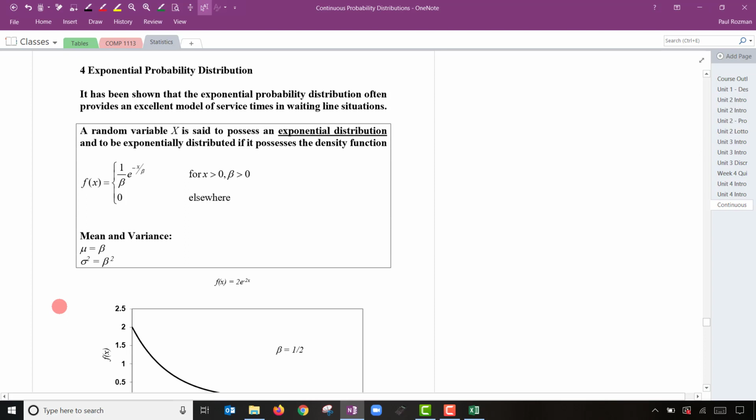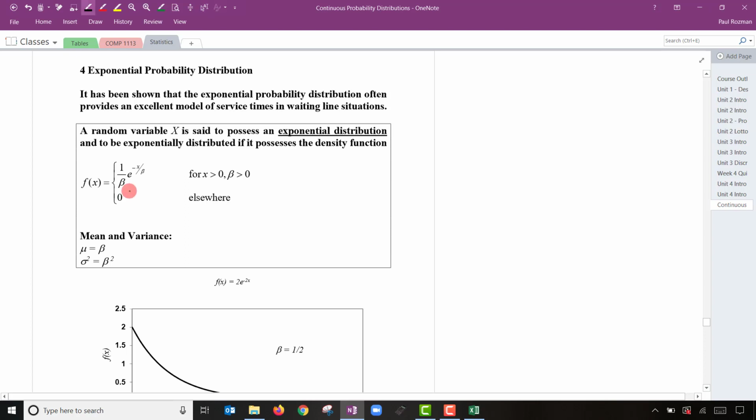So if you're building a queue model for, say, a bank, you have to keep track of the arrivals of people at the bank, but you also have to keep track of how long it takes the people at the counter to service those customers. And then you can start estimating things like the length of the line and how long a customer would have to wait. So exponential distribution is very handy in that situation.